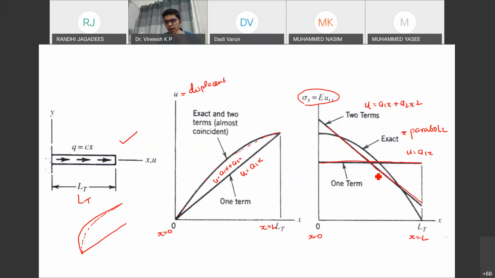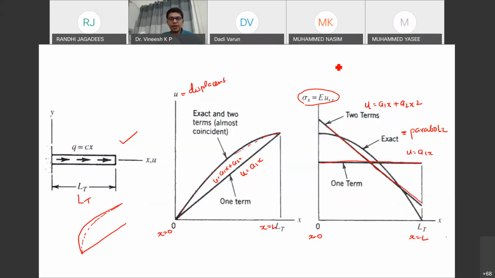But if you look here, as I increase from one term to two terms, my solution gets a little closer to the exact solution. If you increase the terms in the polynomial, I may get a more accurate solution. But the calculation becomes a little more difficult. With only one term the calculation is easy, but with two terms I have to find the constants a1 and a2.